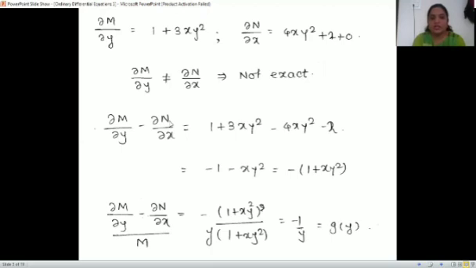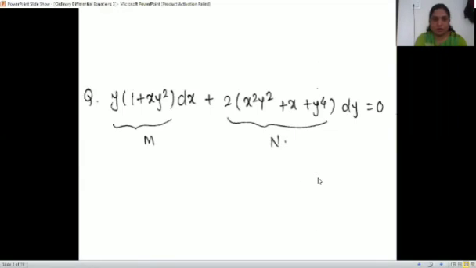So we'll check the next two cases, that is, we have to take dou M by dou y minus dou N by dou x, the difference of these two. So finding the difference, we'll get minus 1 into 1 plus xy square. We'll see where it is matching. Is it matching with M or N?